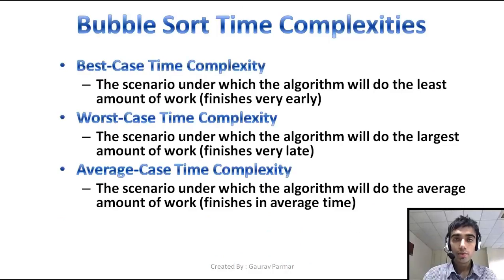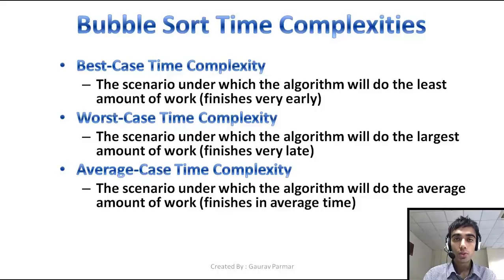Now let's talk about the various time complexities associated with an algorithm. See, there are three kinds of time complexities associated with an algorithm, and they are best case time complexity, worst case time complexity, and average case time complexity. As far as the best case time complexity is concerned, it is the scenario under which the algorithm has to do the least amount of work.